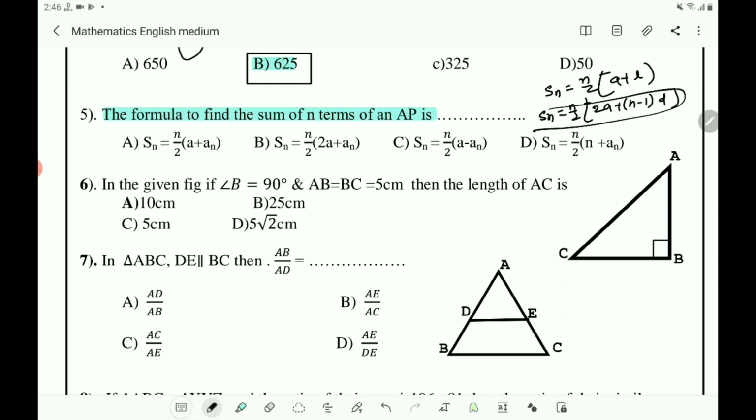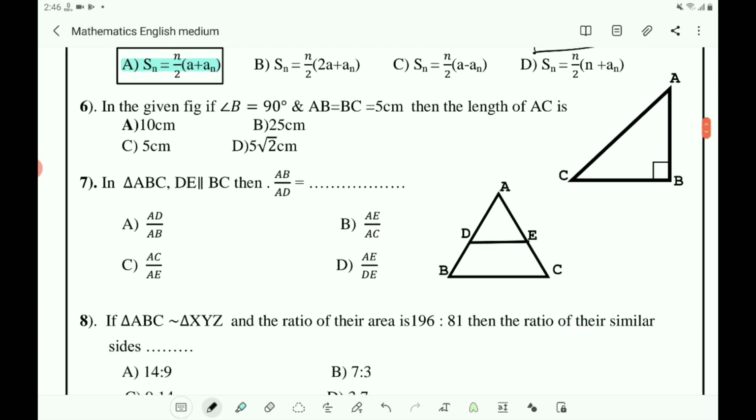And here this formula is not there. First verify this formula, n by 2 into A plus L. Here the first one is n by 2 into A plus An. An is nothing but the nth term, the last term. So you can select option A as the answer, same as n by 2 into A plus L. An is the last term, L, that is equals to An.